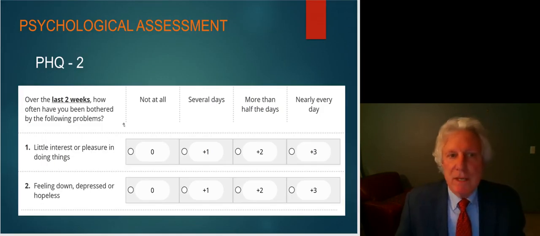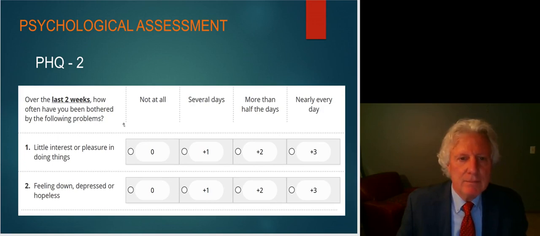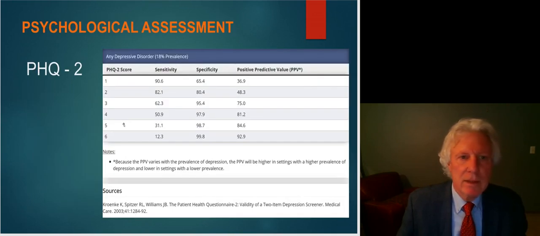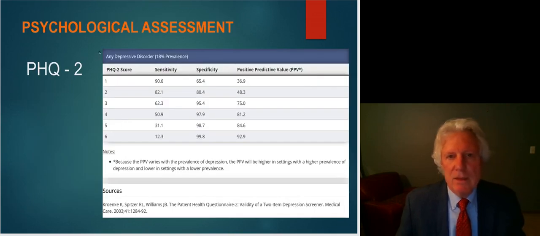So in terms of psychological assessment, I think really the PHQ-2 is probably the quickest way to identify possible depression. If that's screen positive, you can move to the PHQ-9. And this just shows that as the score increases, the positive predictive value increases with the higher score.